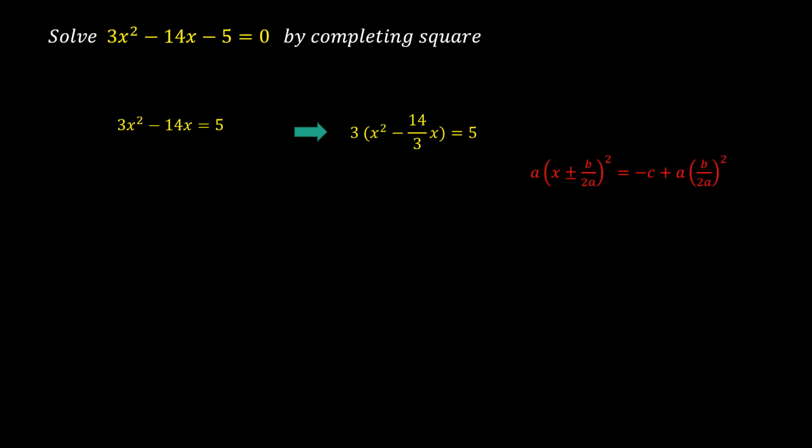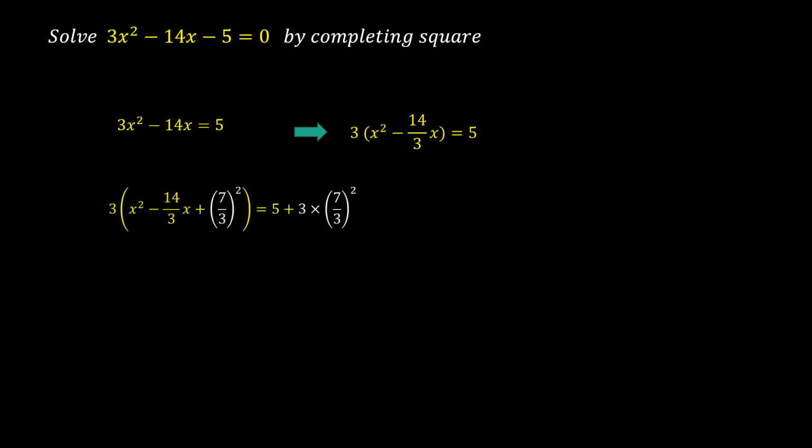Now, since we need to complete the square using this formula, I have to add (b over 2a)². This is b over a. Now I will calculate b over a over 2, which is 7 over 3. Now I have to add to both sides (7 over 3)². Now it will be like this: 3 times (x² - 14 over 3 x + (7 over 3)²).